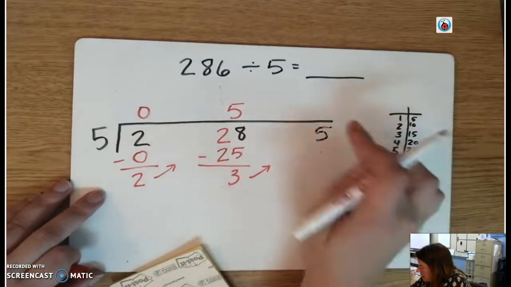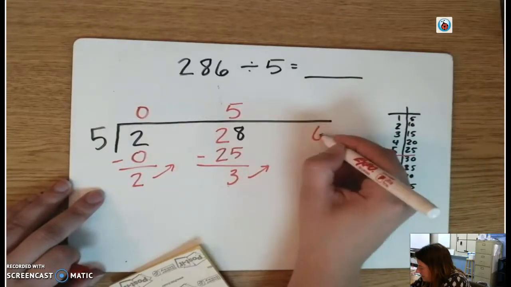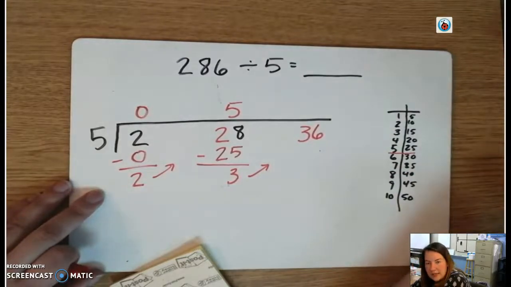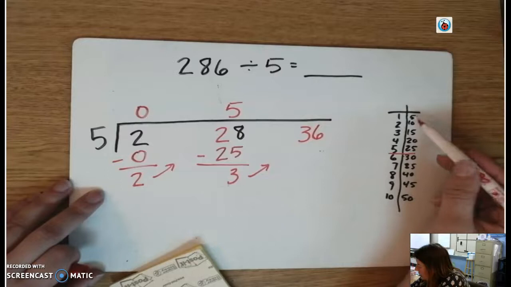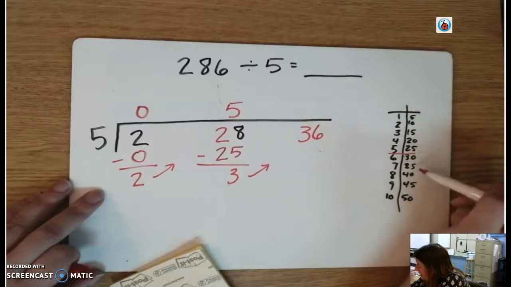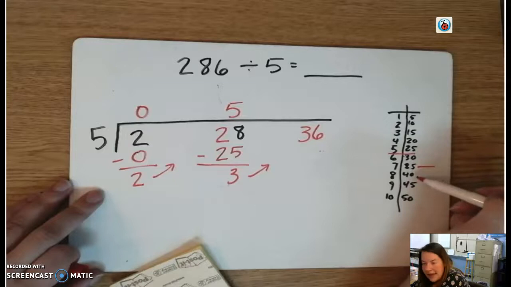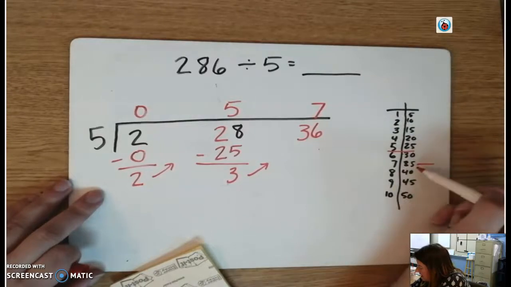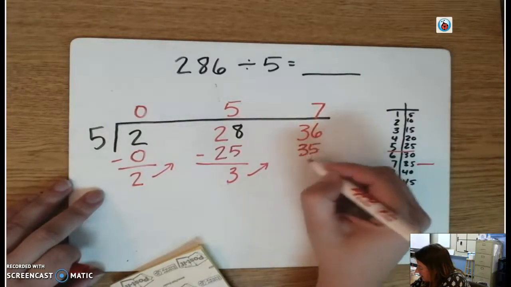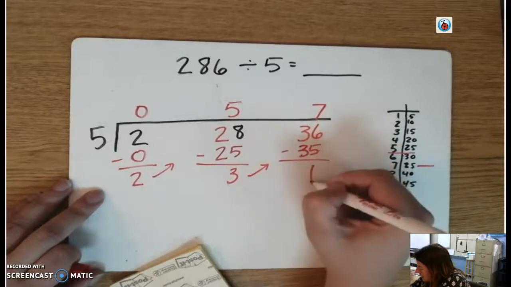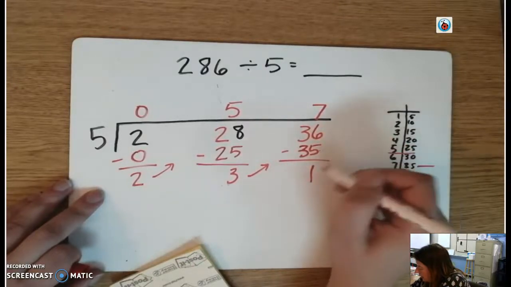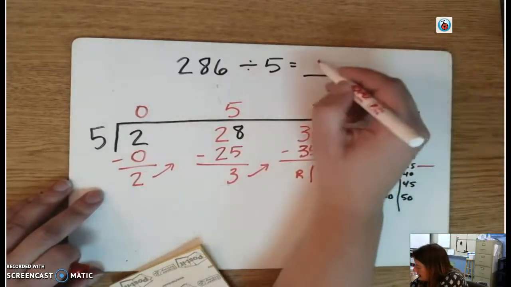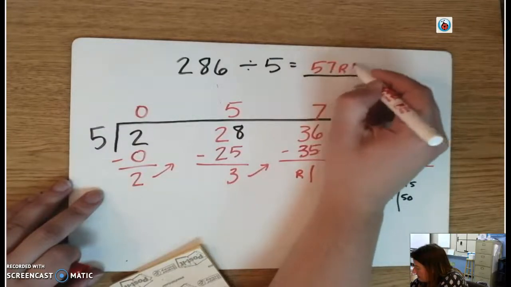Drag the 3. Let's bring it up. Oh, sorry, this is supposed to be a 6, isn't it? 286. So now I have 36. How many groups of 5 can I make with 36 pieces? Look right here. I can't make 8 because that would be 40. So I could make a total of 7. 7 times 5 is 35. Let's subtract 36 minus 35 is 1. There's nowhere left for me to bring it over to. So we have a remainder of 1. So the answer, 286 divided by 5, is 57, remainder 1.